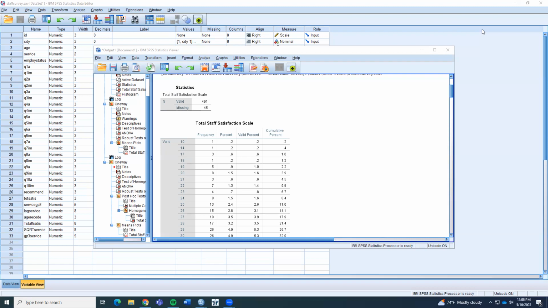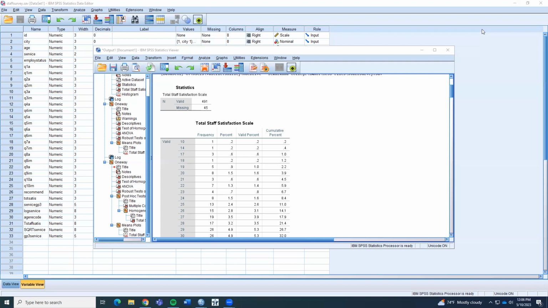The independent variable is the length of service, which is divided into 3 groups. The 3 groups are 0 to 2 years of service, 3 to 5 years of service, and 6 or more years of service. The dependent variable is staff satisfaction scores, which are to be measured at scale. So no means can be calculated.